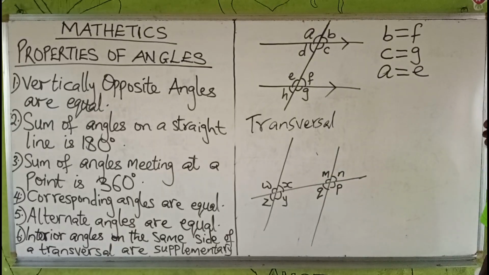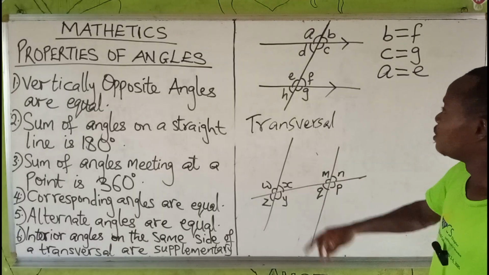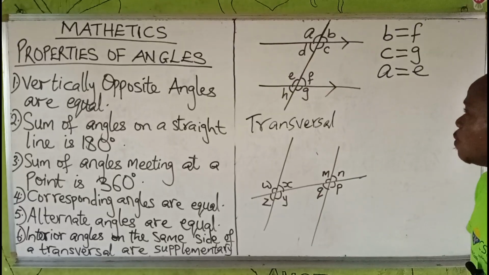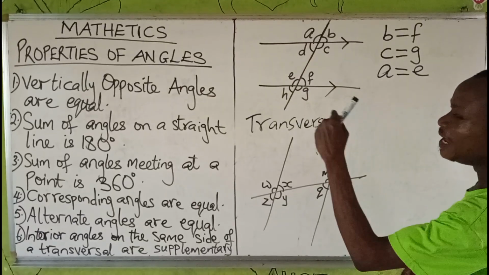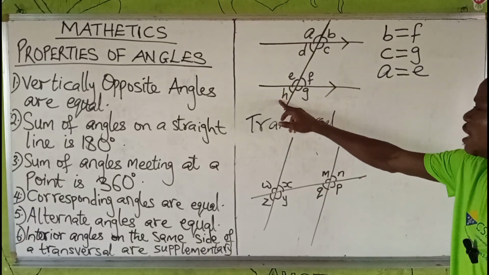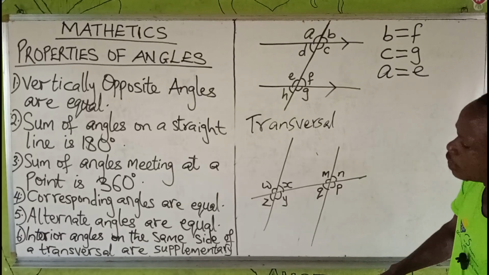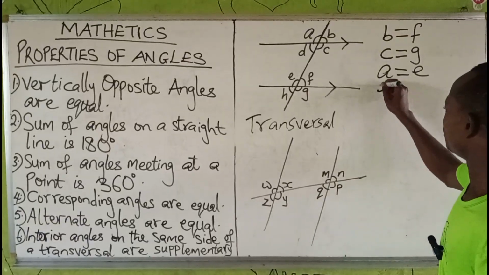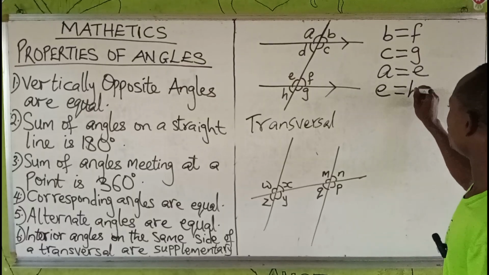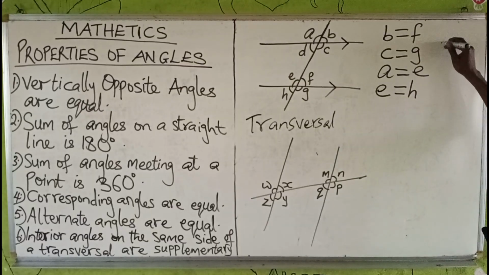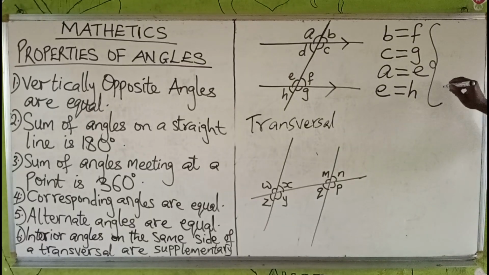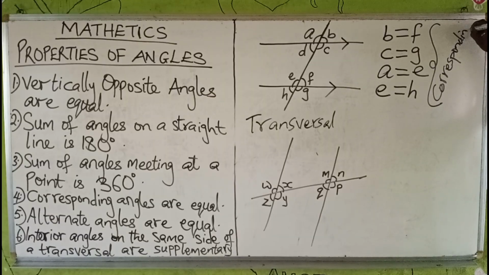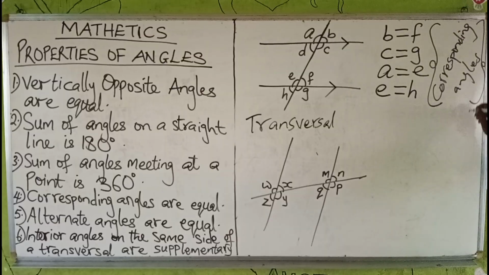Therefore, they are equal. On the same vein, the angle D here is occupying the bottom left side, and angle H is also occupying bottom left side. The same positions. Therefore, angle D is equal to angle H. And the reason for each of these cases is that they are corresponding angles. So this is what we mean by corresponding angles.